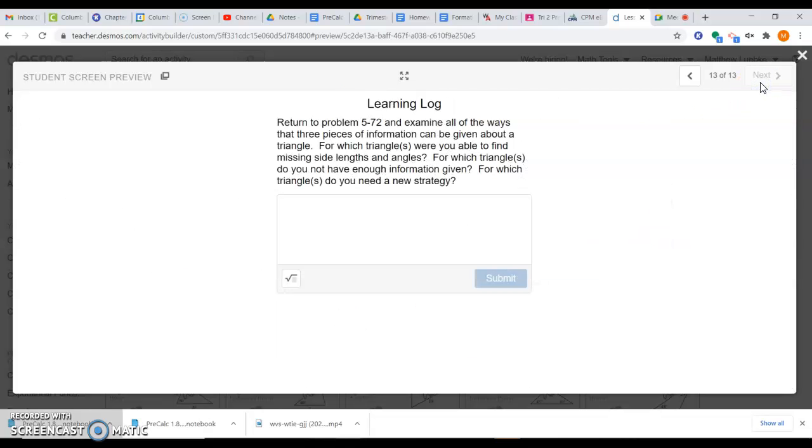Okay. Lastly is a learning log, and this one I just want you to take kind of seriously, because I want you to reflect on, okay, these are the triangles I had the tools for. These were the triangles I didn't have the tools for. Find some comparisons between those. Find some patterns like, okay, these ones seem to be the ones that work. These ones seem to be the ones that do not work.